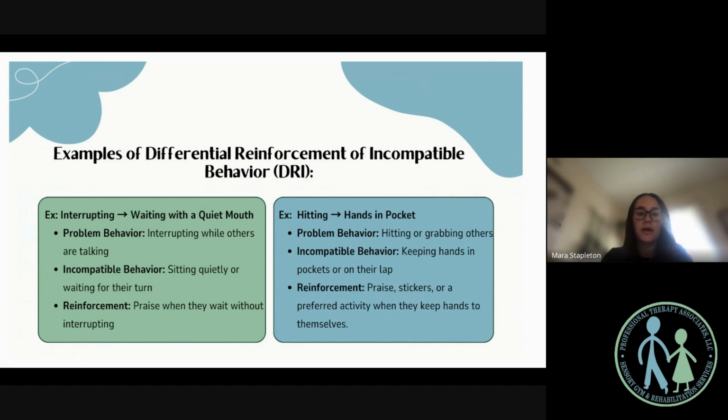And our last example, hitting, and then the incompatible behavior would be hands in pocket. The problem behavior, hitting or grabbing others. The incompatible behavior, keeping hands in pockets or on their laps. And the reinforcement would be praise, stickers, or a preferred activity when they keep hands to themselves.